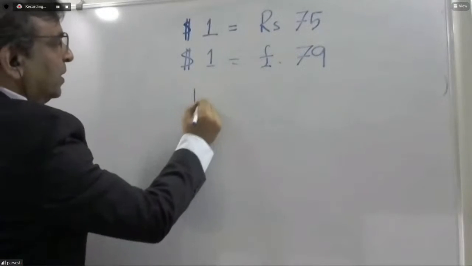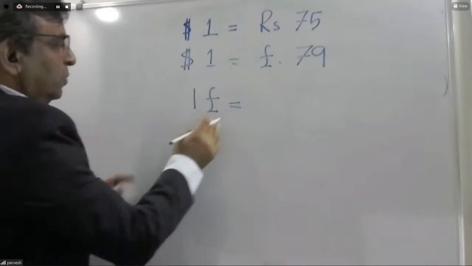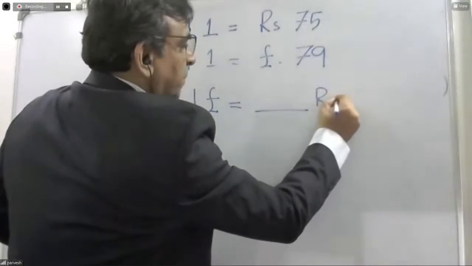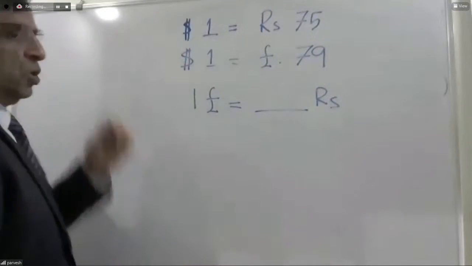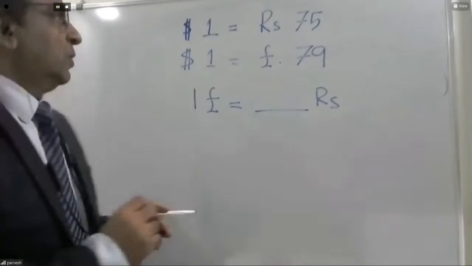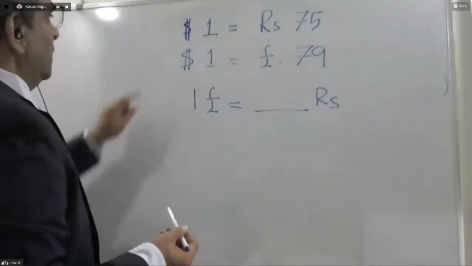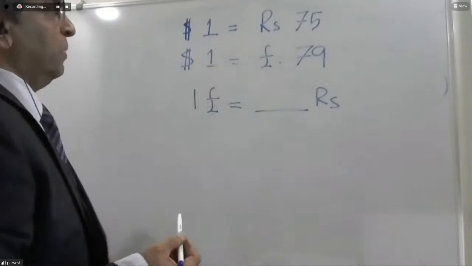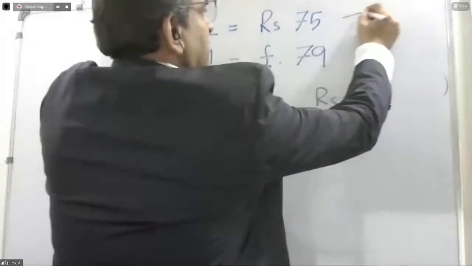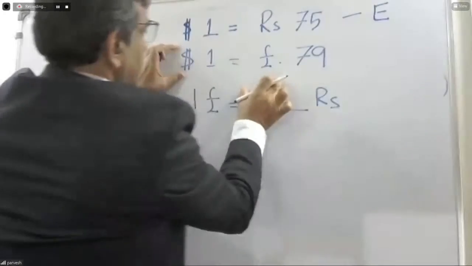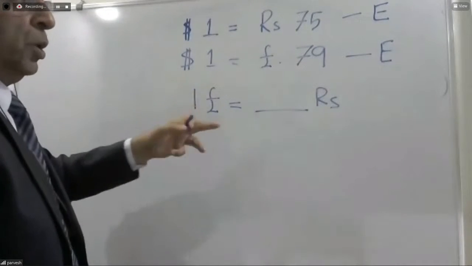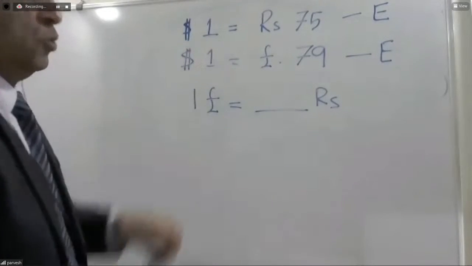Now tell me, suppose I want to purchase a pound, how many rupees do I have to pay? These are the 2 quotes given to you: $1 is equal to 75 rupees and $1 is equal to so many pounds. So I want to calculate the cross rate. Now tell me, what is this quote? This is European. This is also European. So first convert the European quote into the American quote and then use the formula.